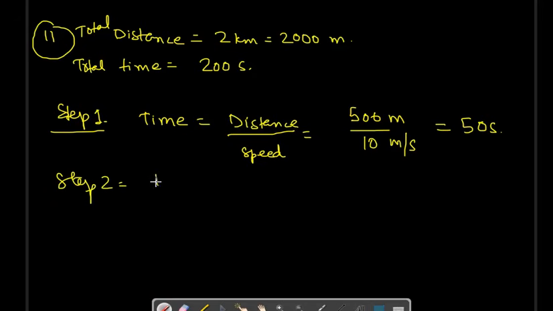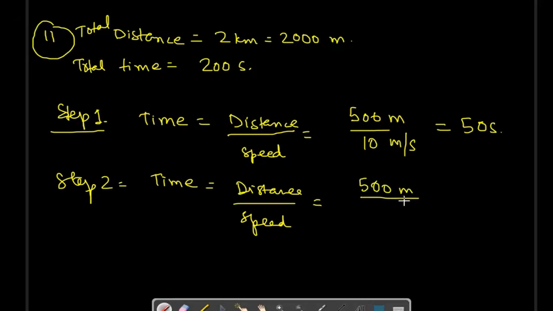Again, the time is distance upon speed. It covers the next 500 meters, and it moves with a speed of 5 meters per second. So 500 upon 5, this is 100 seconds. All right. So now, step 3, the remaining.